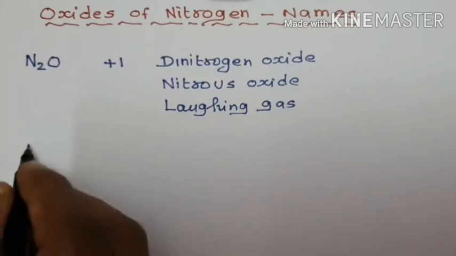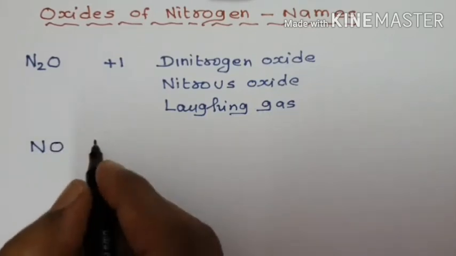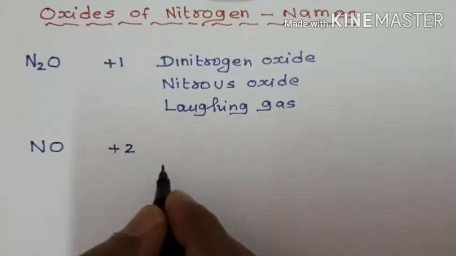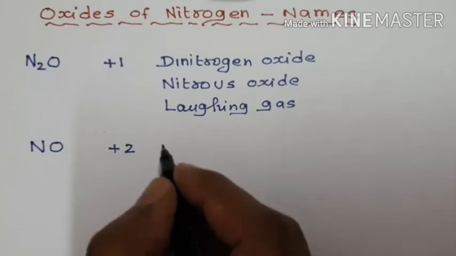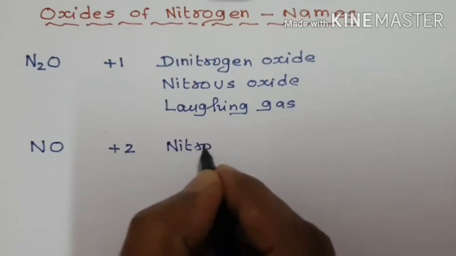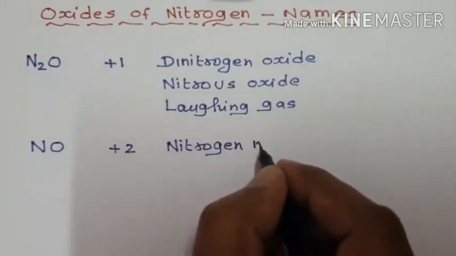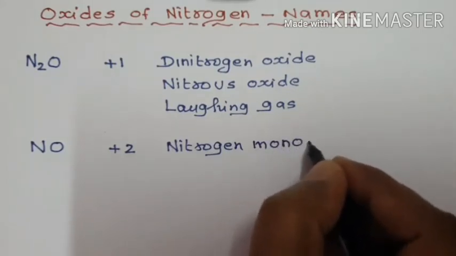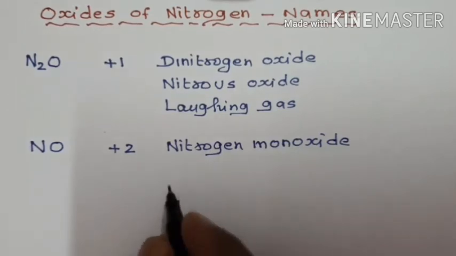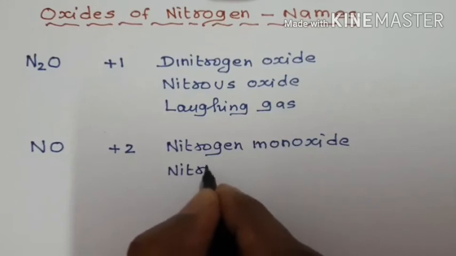The second oxide with the molecular formula is NO. Oxidation state of nitrogen in the second oxide is +2, and it is called nitrogen monoxide. Mono means one, or it is also called nitric oxide.